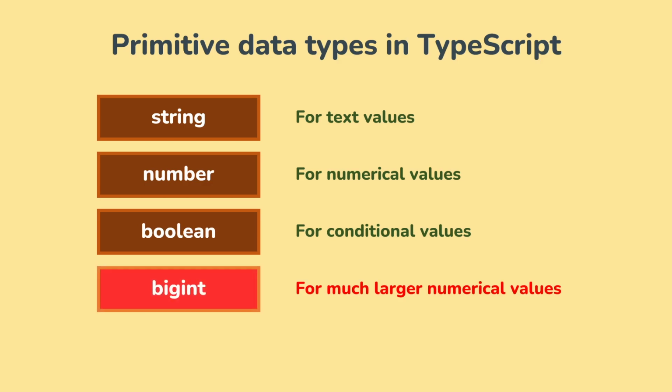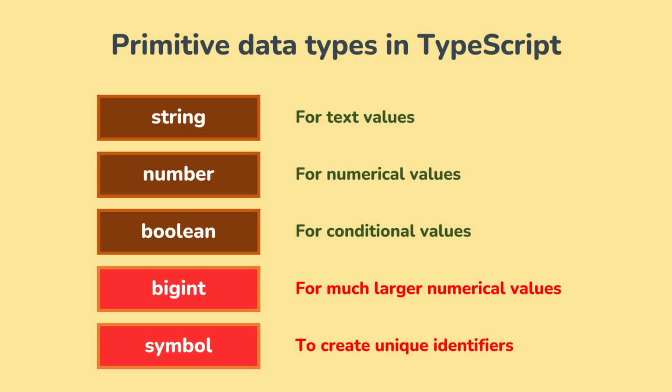The first one is the bigint, which is used for much larger numerical values, followed by the symbol. This is used to create unique identifiers inside our TypeScript applications. The last 2 are used in later versions of TypeScript. In this tutorial, let's focus on the first 3 primitive data types.